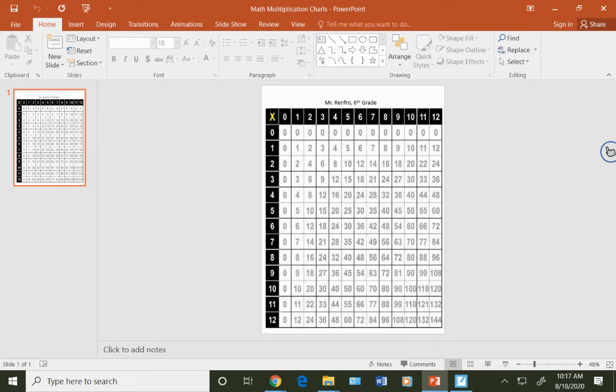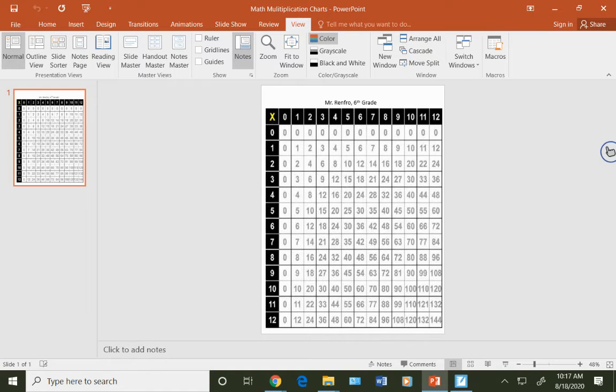All right. That's not the right button. Just 1 second. Present it, so I did F5 on my computer.